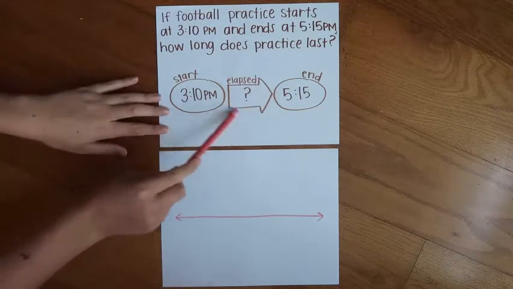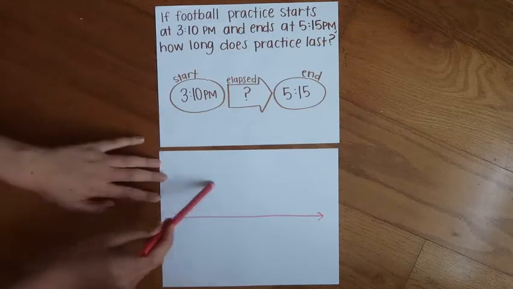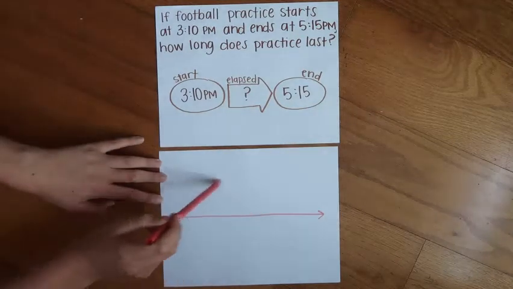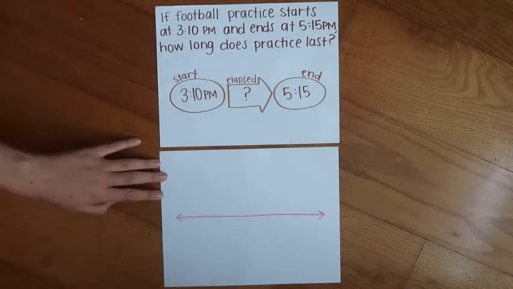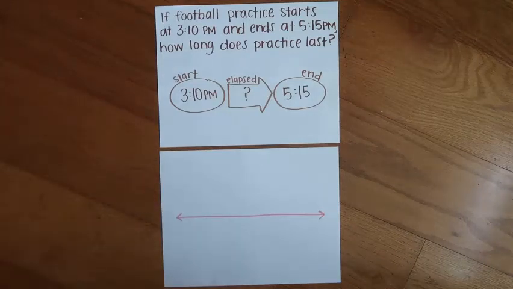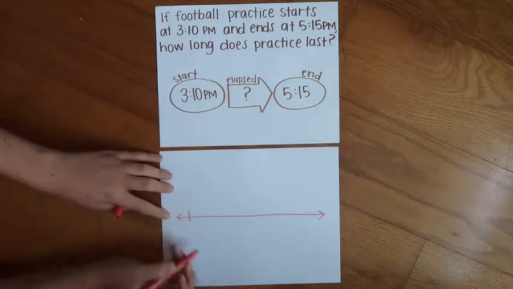So we need to know what's happening in the middle. We need to know those hops, how many hops there are, the amount of minutes within those hops, or the amount of hours in those hops. So I'm going to start again. My start time is known, so I can put that right at the start here.